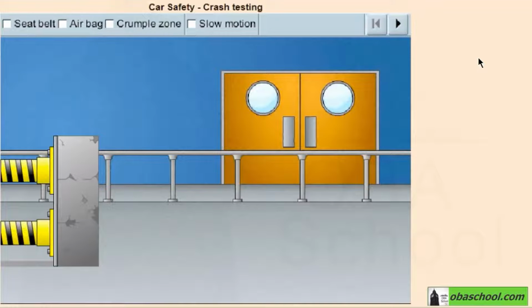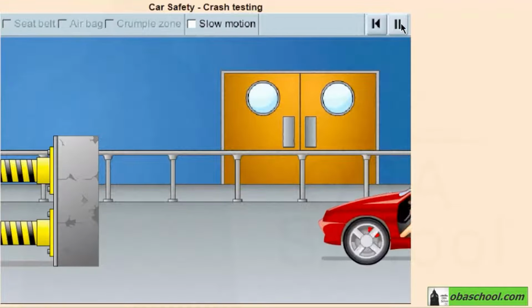Hello everyone! In this simulation, we're going to see crash testing. New cars are tested for safety by crashing them into a concrete block in a test lab with a dummy driver inside. Let's click play to run the first test.